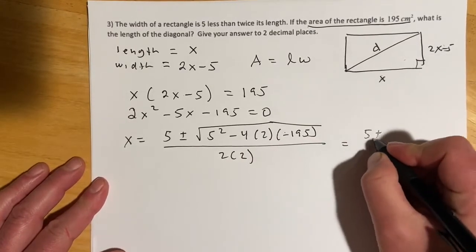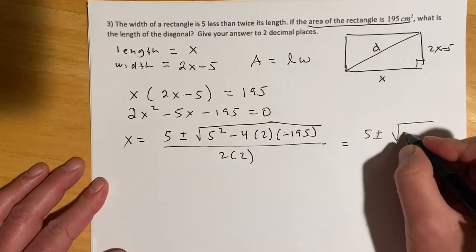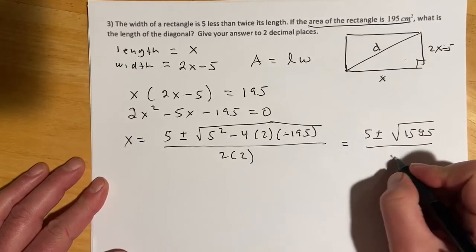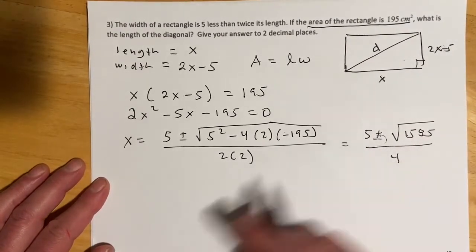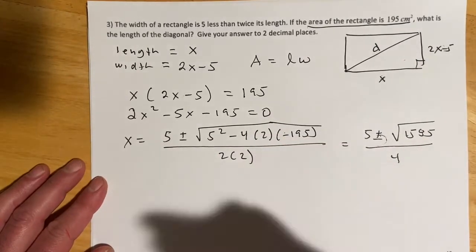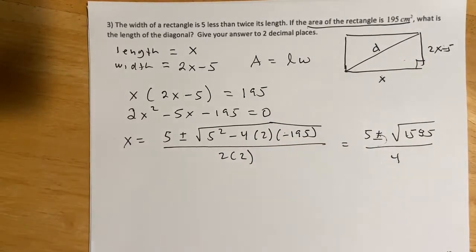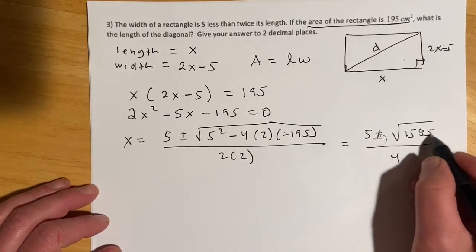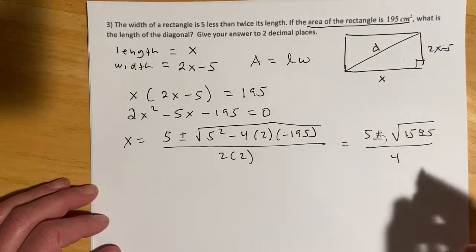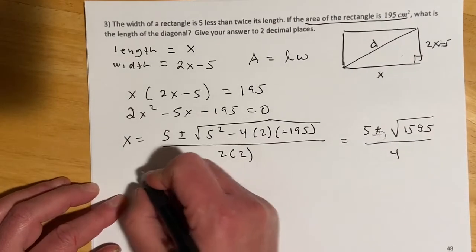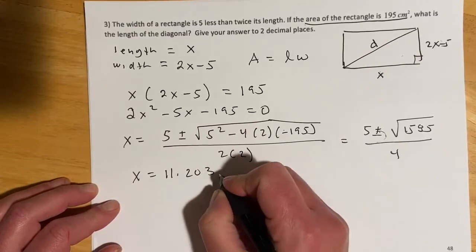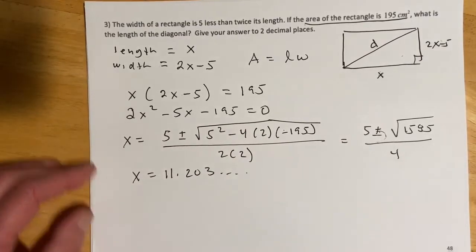And then I tossed all that in the calculator, and this came out to 5 plus or minus root 1585 over 4. This negative root isn't going to make sense, same as the last example, that we're just getting a positive and a negative version. That's the positive one we want. So if you do 5 plus square root of 1585, enter, divided by 4, enter in the calculator, I got x to equal 11.203 with more decimals.